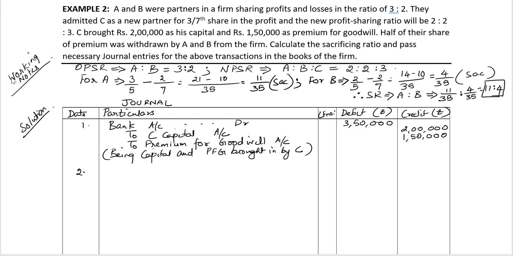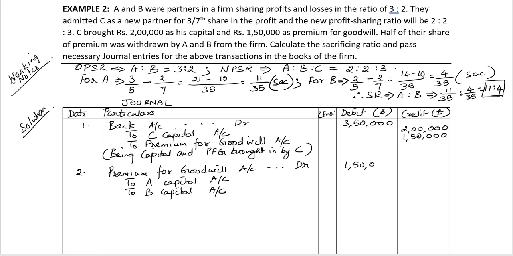The second journal entry is to distribute the premium for goodwill of rupees 1,50,000 among sacrificing partners A and B in their sacrificing ratio 11:4. So we have premium for goodwill account debit to A capital account, to B capital account.